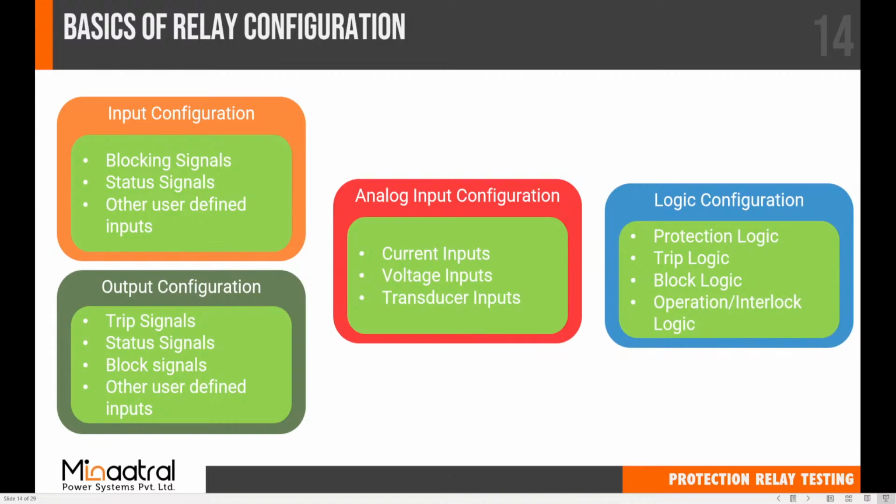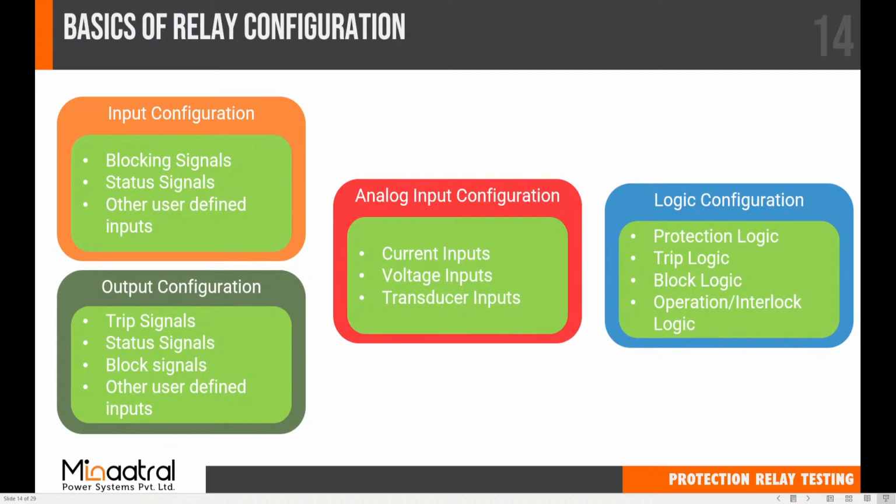When we talk about output configuration, we talk about your trip signals, that is the operate signals for different protection elements. You can have a general trip signal in which all the protection elements will be assigned to one particular output, or you can have individual trip signals. You can also have status signals as outputs, and you can have any blocking signals in order to take it forward. And again, you can have any other user defined outputs as well.